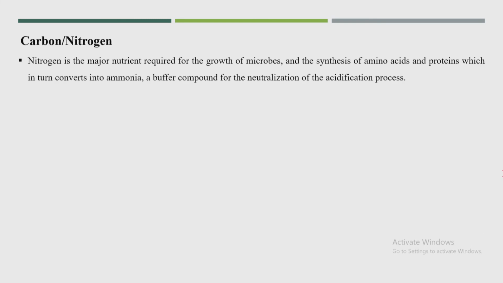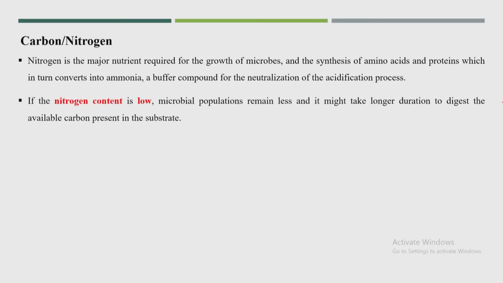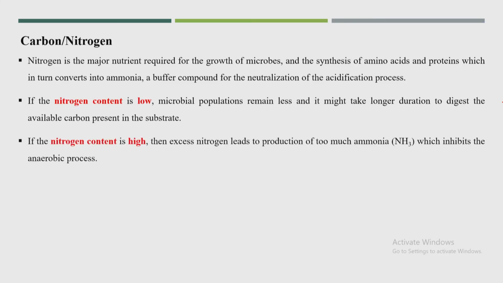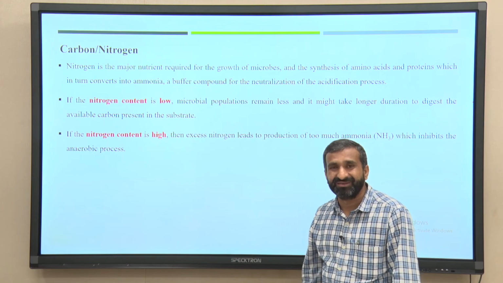Now, another factor is the carbon to nitrogen ratio. As we know, nitrogen is a major nutrient required for growth of microbes and synthesis of amino acids and protein, which convert into ammonia. Okay. If the nitrogen content is low, the microbial population remains less, and it might take a longer duration to digest the available carbon present in the substrate, meaning your HRT will be very high. If the nitrogen content is high, then excess nitrogen leads to production of too much ammonia, which inhibits the anaerobic digestion process. So, this is also another problem.